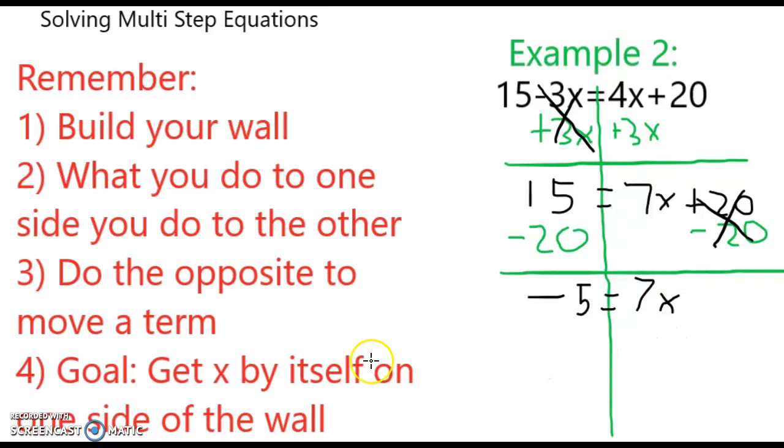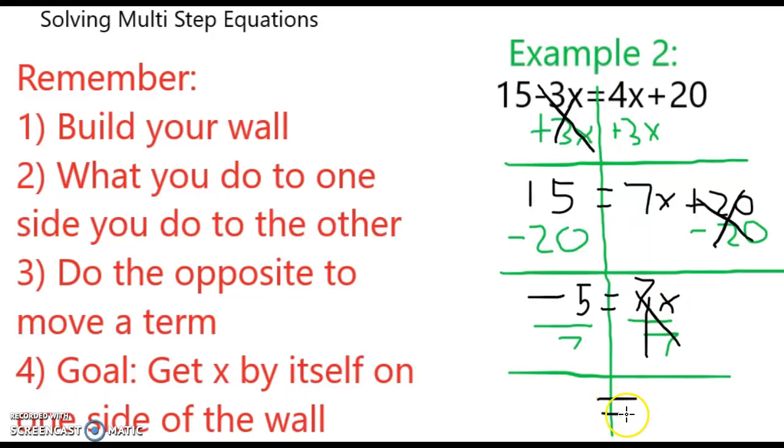Now, did we accomplish our goal? Remember, our goal is to get x by itself on one side of the wall. And I'm going to say no, we have not accomplished our goal because we still have a 7 next to the x. So we got to get rid of that 7 by doing the opposite. Since I'm multiplying by 7, I have to divide by 7. So I divided by 7 on this side, divided by 7 on this side. I get to cross off this 7.